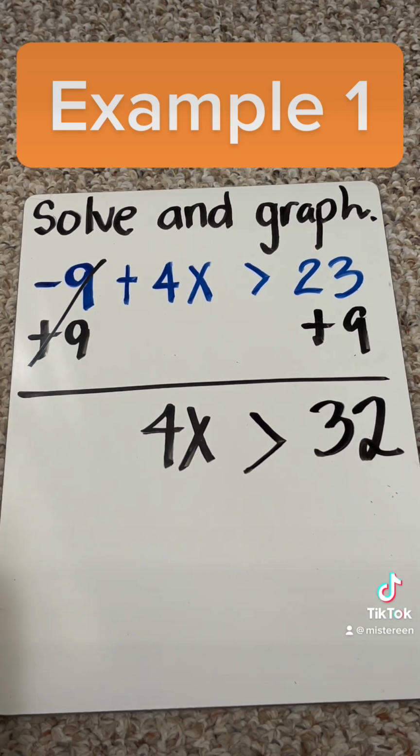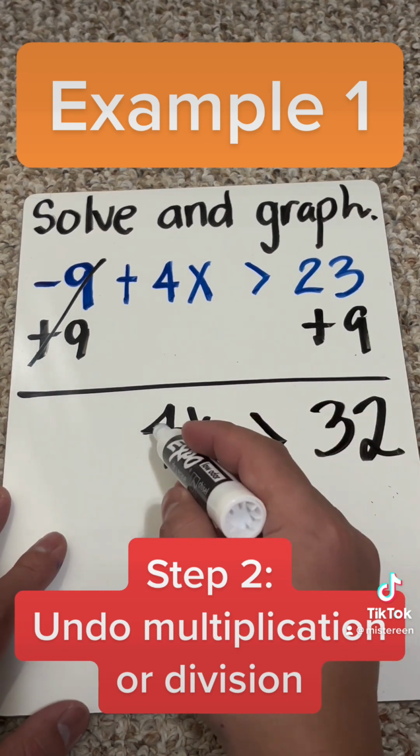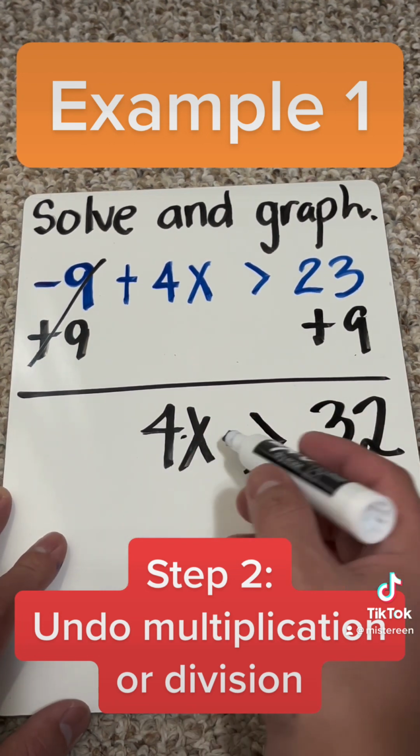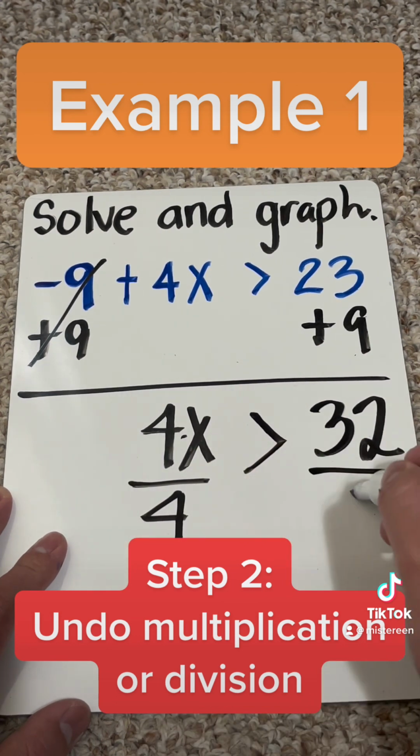Step 2, because this is two-step inequalities, the second step is to undo the division or multiplication. So in here, 4x means 4 times x. Therefore, to undo a multiplication, we will divide by 4 to both sides.